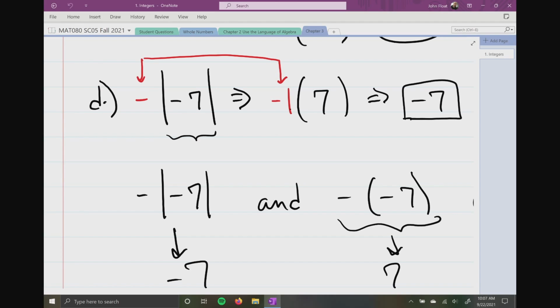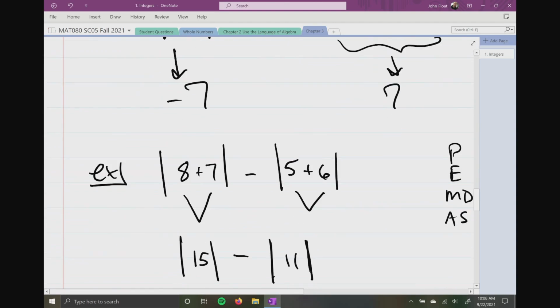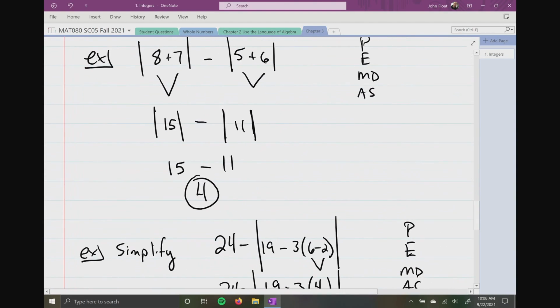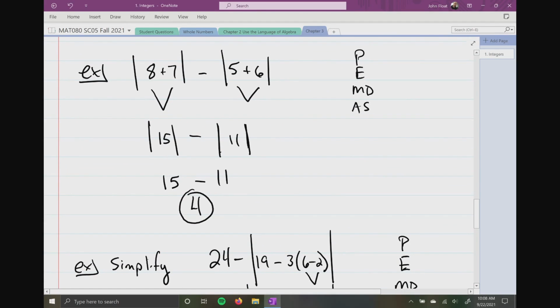So that is why I have, and I'm going to read it from left to right, letter D, the negative absolute value of negative 7, and then that transitions into negative 1 times positive 7. So what we did is we evaluated the absolute value of negative 7, which is positive 7. And then that negative sign on the outside of the absolute value comes along for the ride. And we think of that as negative 1. So now it becomes negative 1 times 7, which is negative 7.